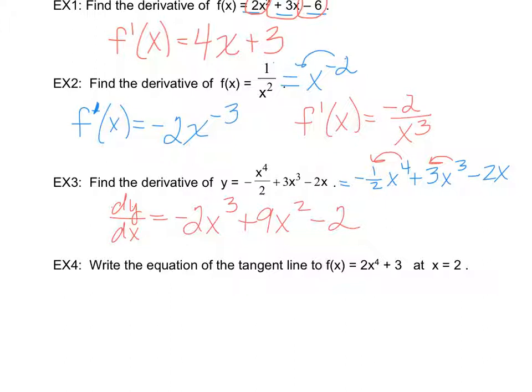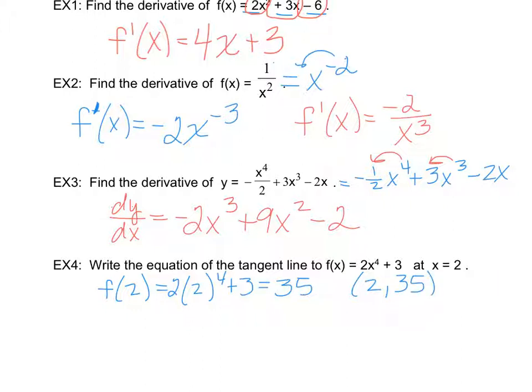If you're writing the equation of a tangent line, remember you need a point. I always find that first. So f of 2. So I'm going to plug that in. Again, do you have to show the work? No. If you can do it in your head, that's fine. I just don't want to mess up. So 2 to the 4, 16 times 2, 32, plus 35. So my point is (2, 35).